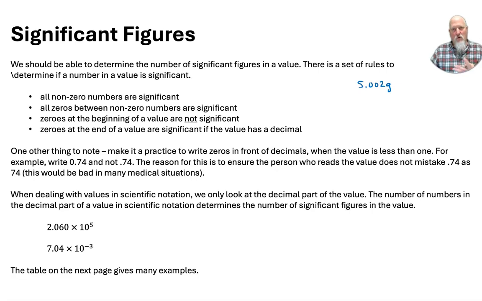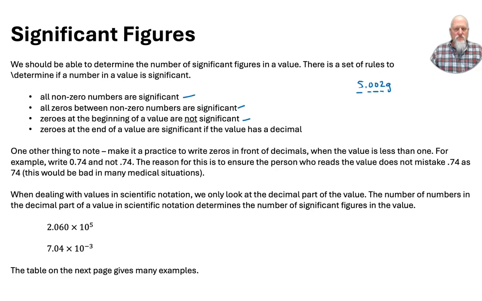There are 4 rules, and they're pretty easy to follow. Any non-zero number in a value is significant. So in my value 5.002, the 5 and the 2 are considered significant because they're not zeros. They mean something. Any zero between non-zero numbers is significant. We have a 5 and a 2 and there are zeros between them. Those zeros are also significant, meaning that they are part of the precision of the number.